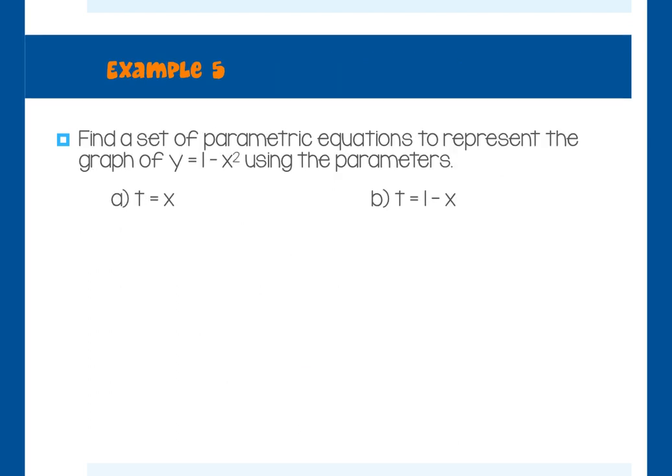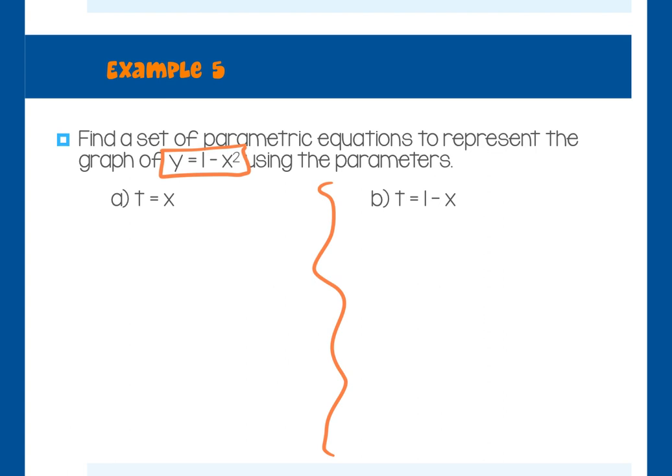These instructions to me on WebAssign are so weird. I kept them worded the same way because I feel like people get so confused by this. But this is two questions built into one. It says, find a set of parametric equations to represent the graph of y equals 1 minus x squared using the parameters a, t equals x, b, t equals 1 minus x. These are two different questions, okay? What they both have, though, is the one that they give you at the beginning. So they're both using that rectangular equation along with something with t.